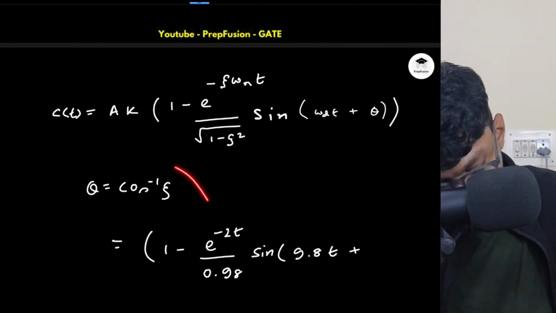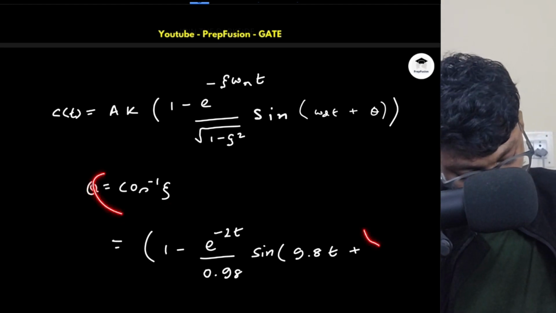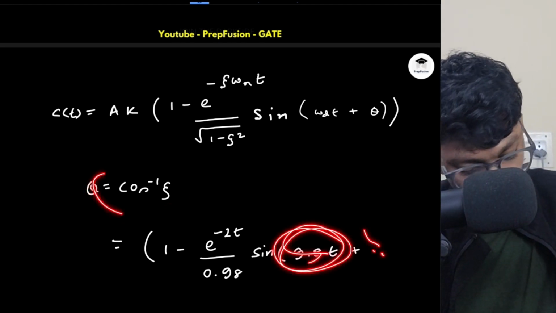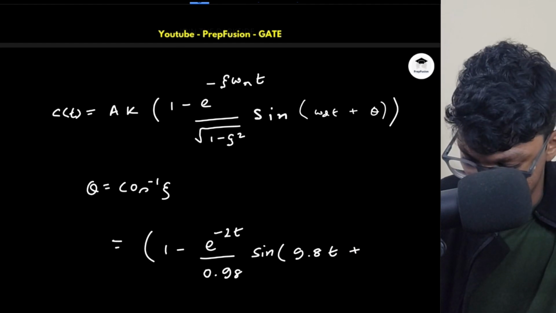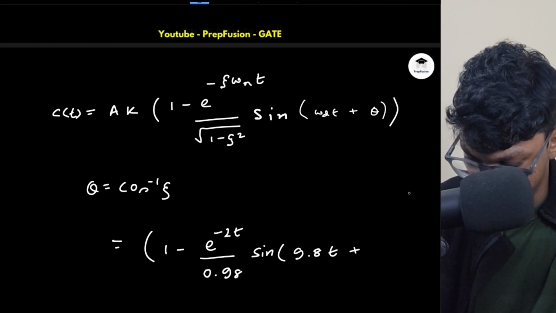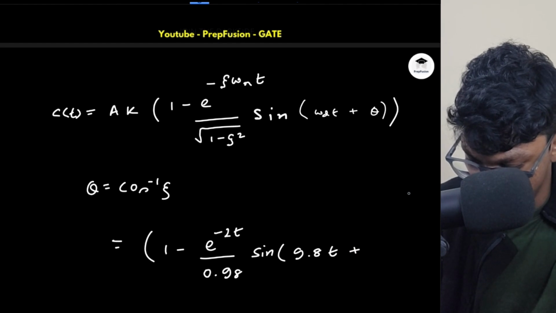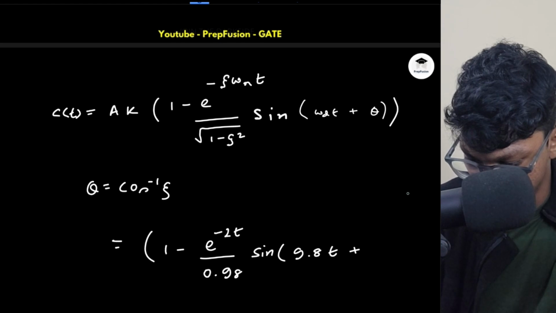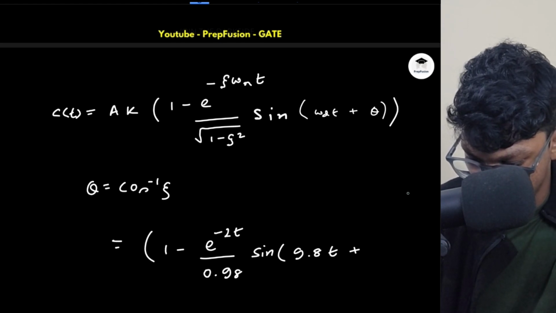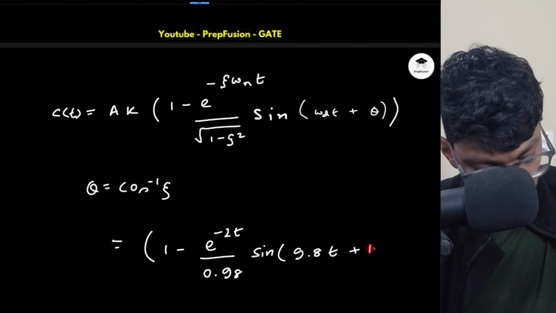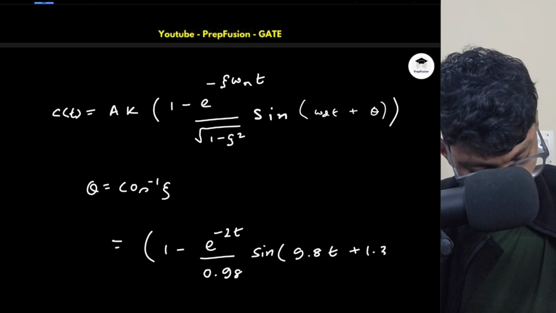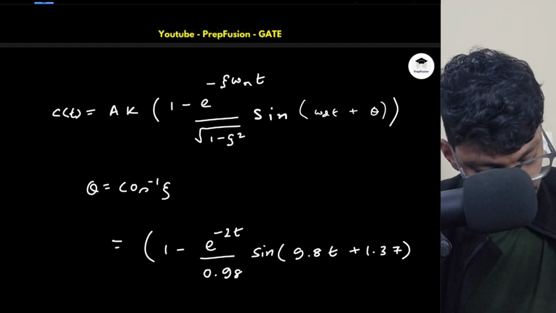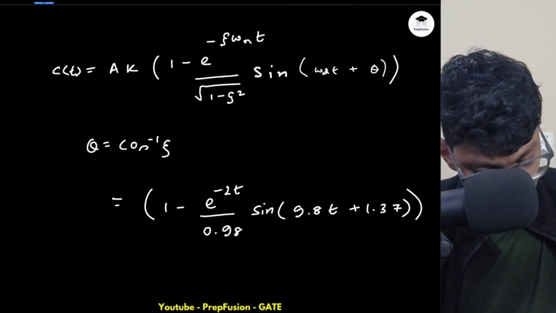What is theta? Theta is simply cos inverse of zeta. You have to write here in radians, because the unit here is radians. So zeta is 0.2, cos inverse of this gives the angle value. I will convert to radians by multiplying by pi divided by 180. So this will be 1.37. Okay, so this is the value.